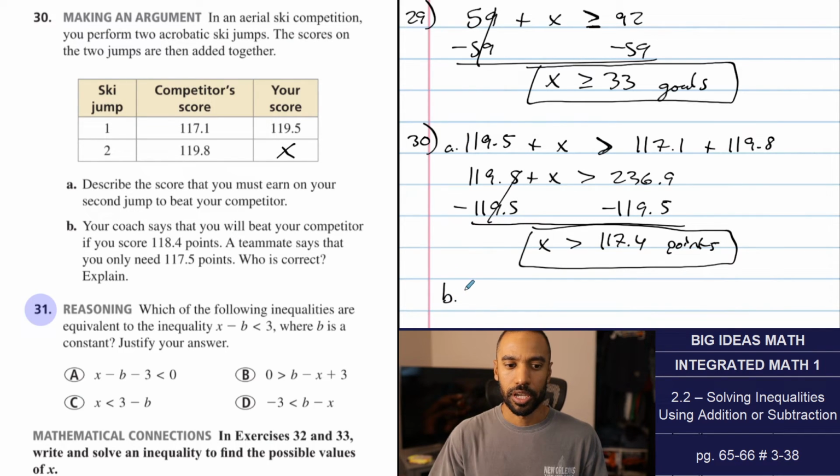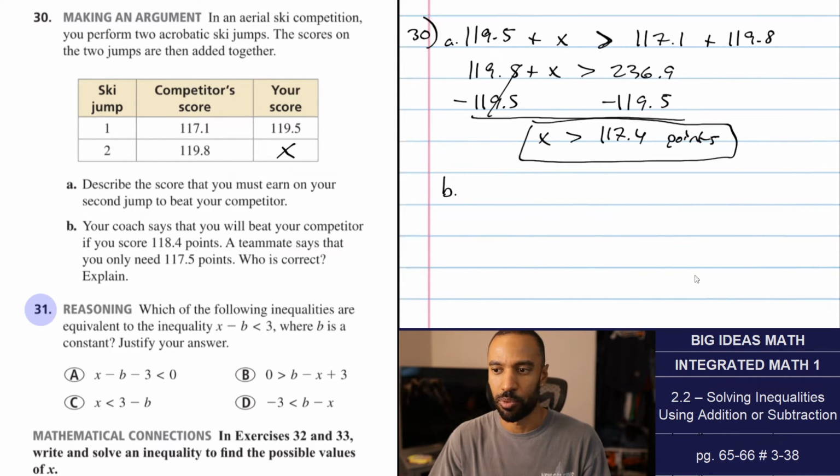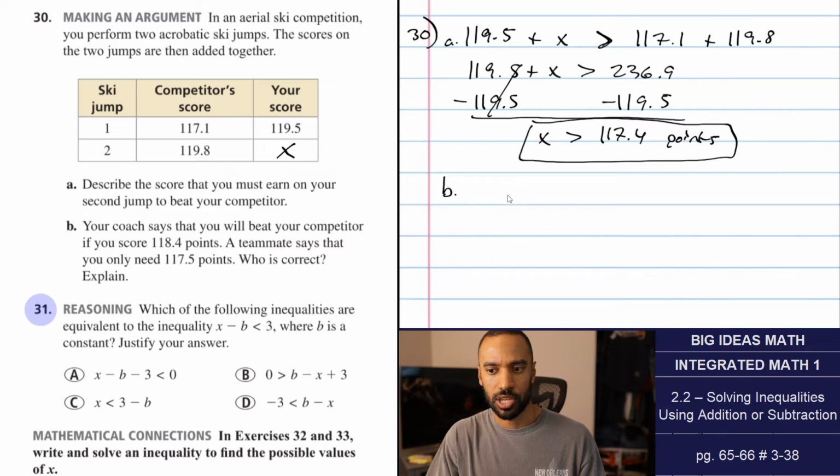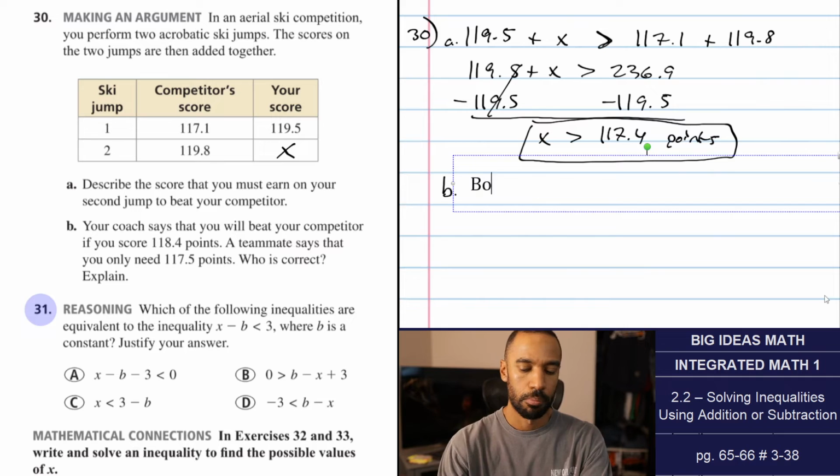Part B. Your coach says you will beat your competitor if you score 118.4 points. A teammate says you only need 117.5 points. Who's correct? They're both correct. The coach didn't say, hey, get 118.4, you'll be good. Now, I don't know what they're thinking about when they say that. Both are correct.